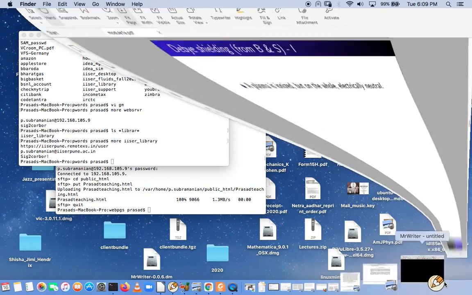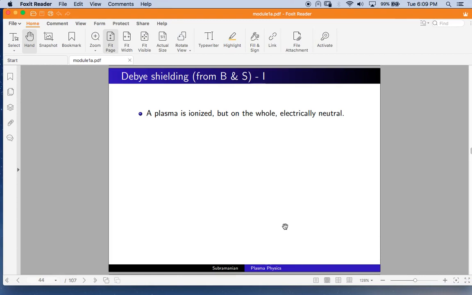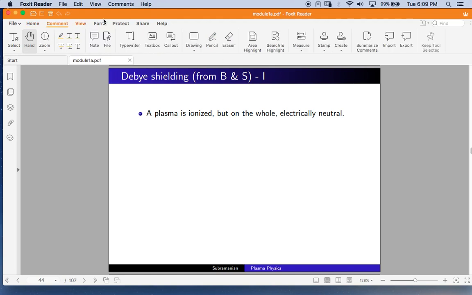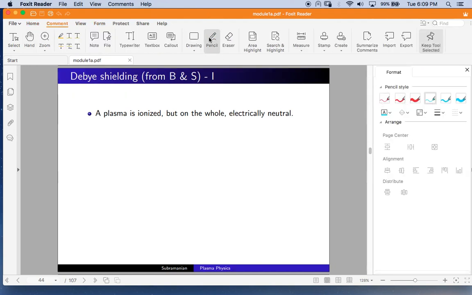So we resume our discussion about Debye shielding. Turns out I was a little hurried in what I said the last time, and I would like to revisit it. There were also a few typos in what I had written. So let's do it again.